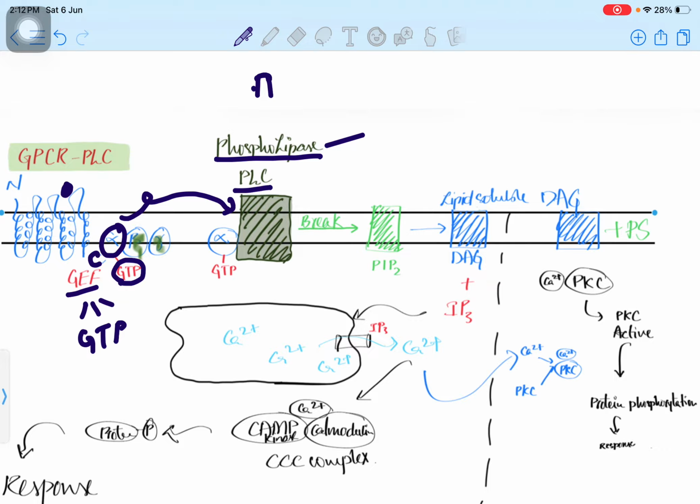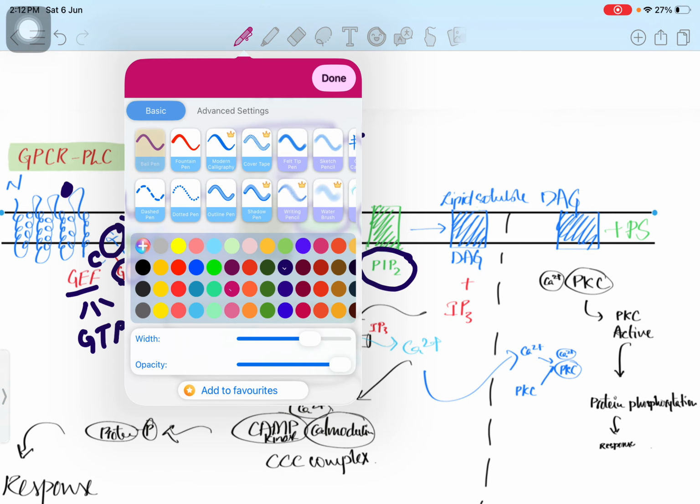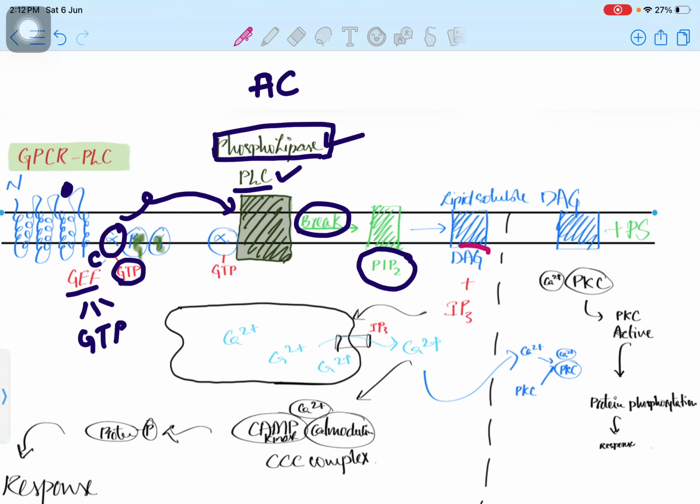What we are covering here is phospholipase. In the first GPCR signaling we saw adenylate cyclase. The PLC, meaning phospholipase, is responsible for the breakdown of the PIP2 molecule. Whenever the PIP2 molecule gets broken down, it will form one molecule of DAG and one molecule of IP3.